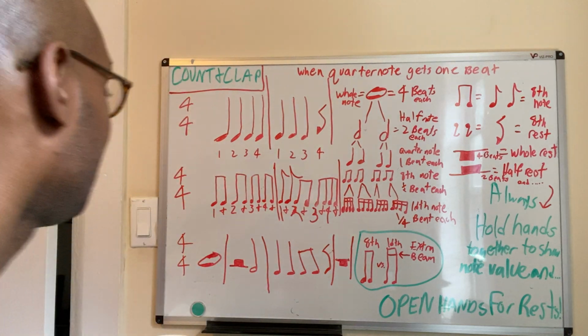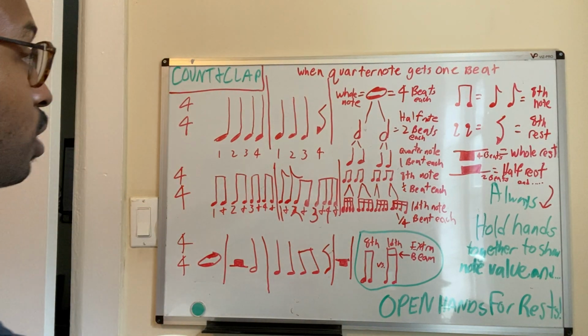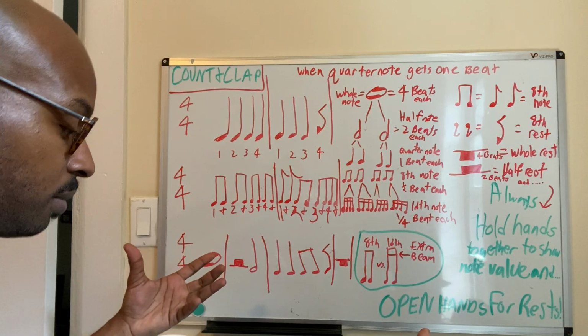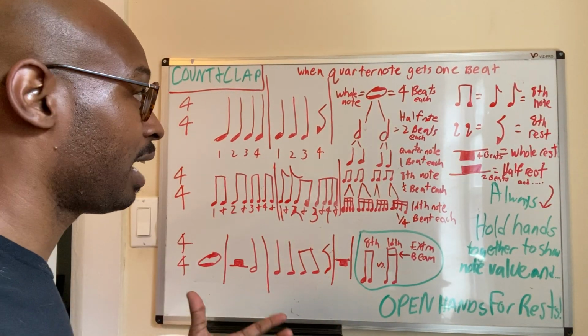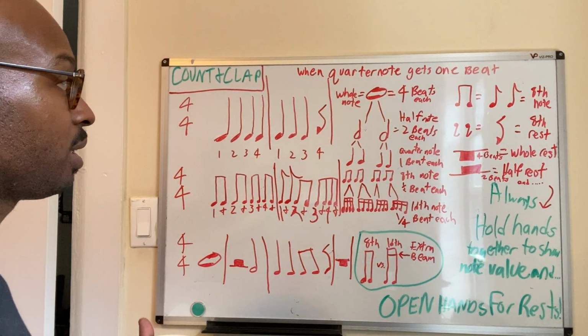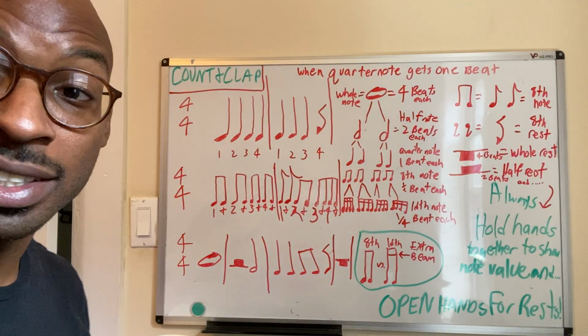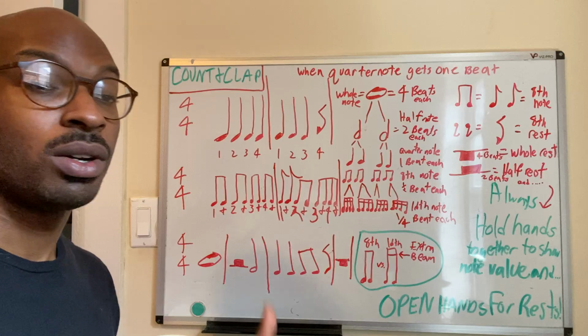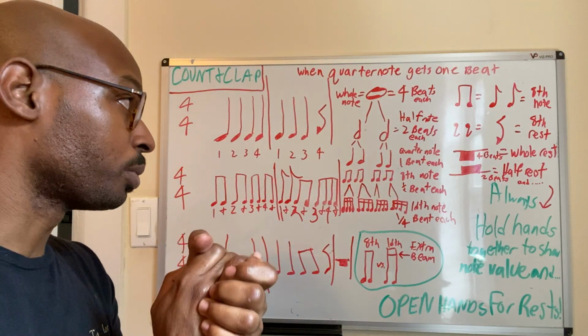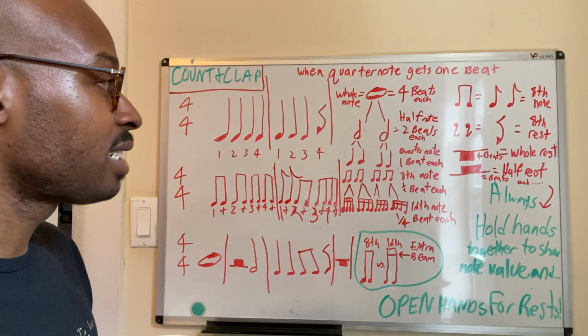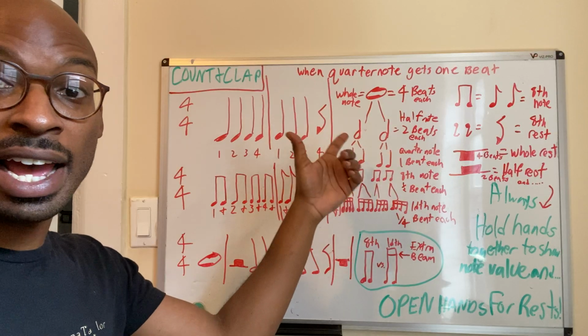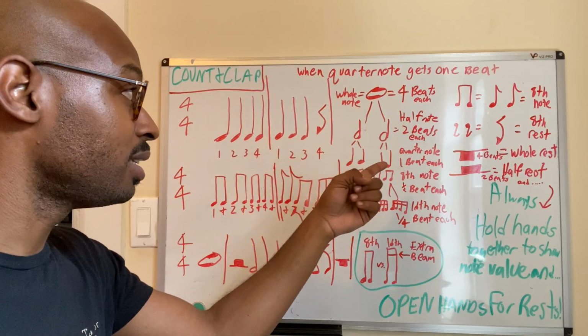All right, now moving on, we'll start with the largest note value in 4/4 time, which is a whole note. And the whole note gets 4 beats. And it's clapped like this when you see it. 1, 2, 3, 4. The next division is a half note. And the half note gets 2 beats each.